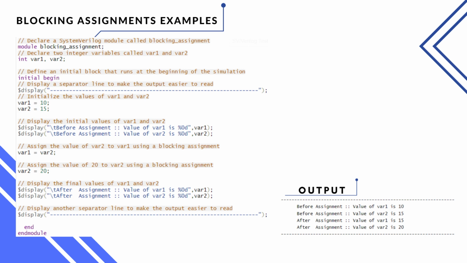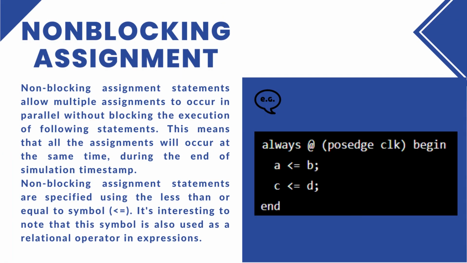Since it is also a blocking assignment, the value of var2 is immediately updated to 20. This means that after this assignment, var1 still has the value of 15 and var2 has the value of 20. Now let's look at the non-blocking assignment.